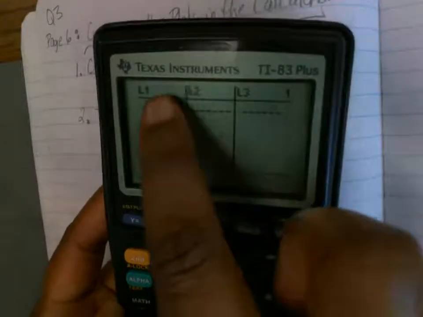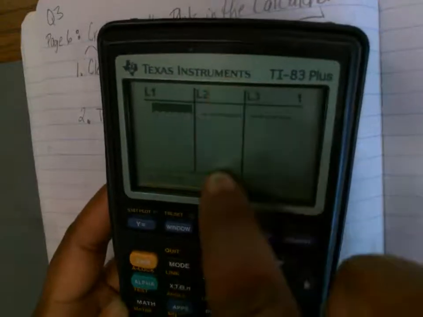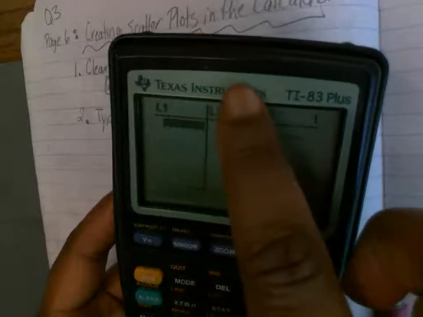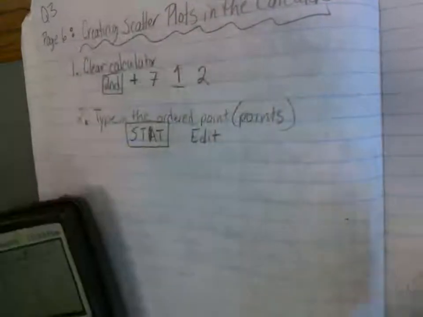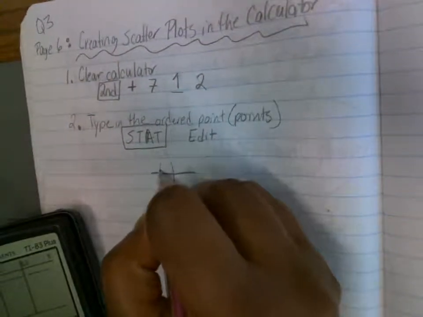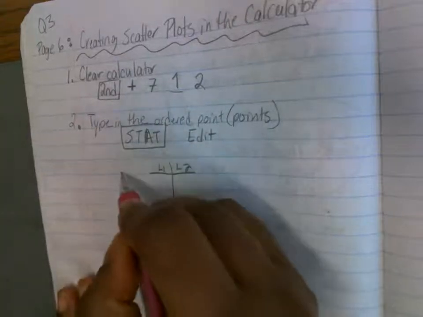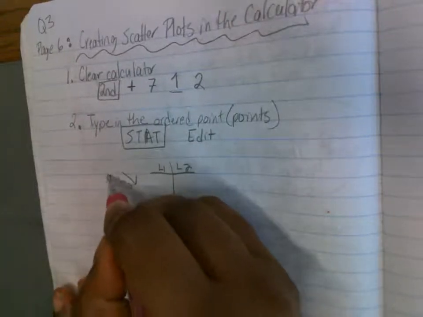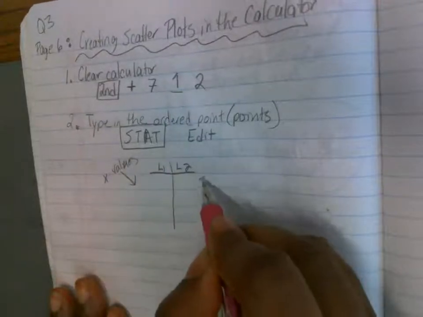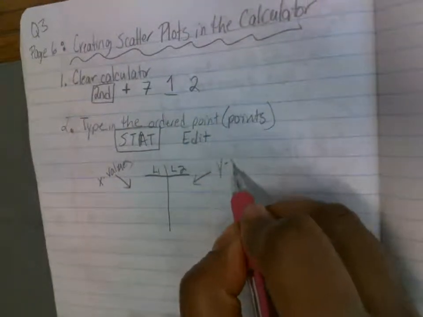And this is what you see on the screen, L1, L2, and you'll see many more lists. We only need L1 and L2 because we're going to type our X values in L1 and our Y values in L2. So we only need 2 columns. This is where we're going to type in our X values. And underneath the L2 is where we're going to type in our Y values.